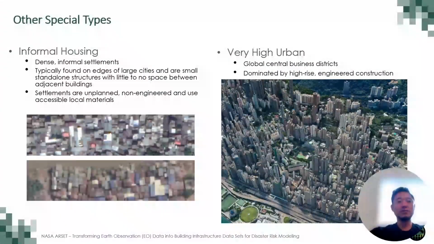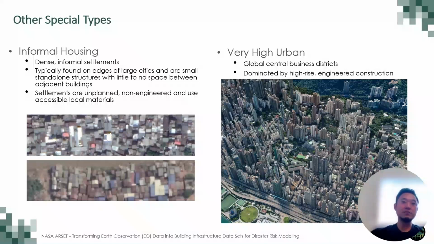So here are some other special types that we've observed around the world. They're not going to be everywhere, but they will be there in some cases. The first one is informal housing. These are pretty dense informal settlements. You'll usually find them around the edges of any major city. They're standalone structures, basically no space in between any of them. They're almost always unplanned, non-engineered, and what they'll do is pretty much use any local materials to create these areas.